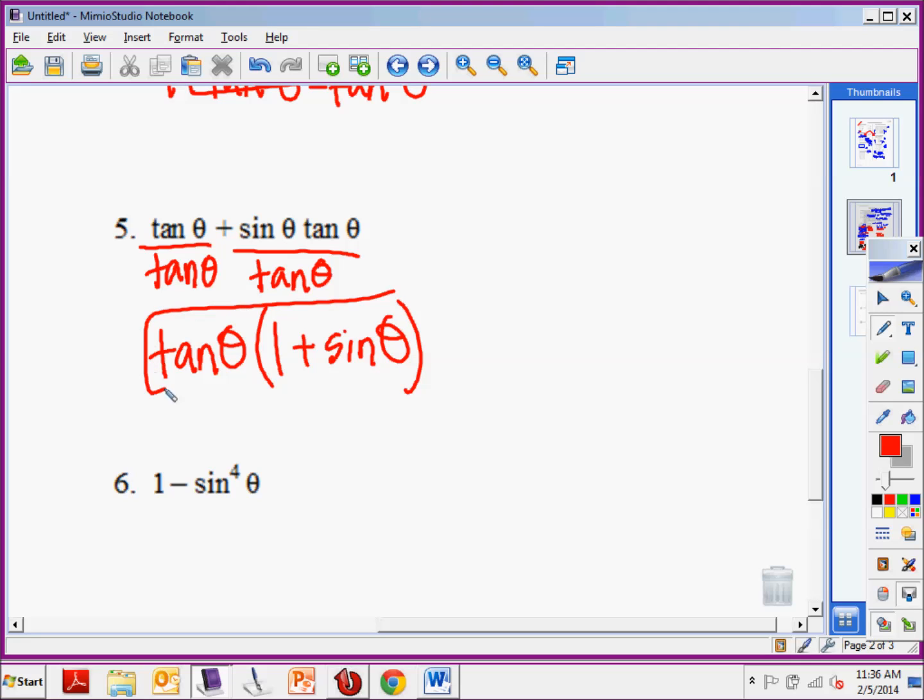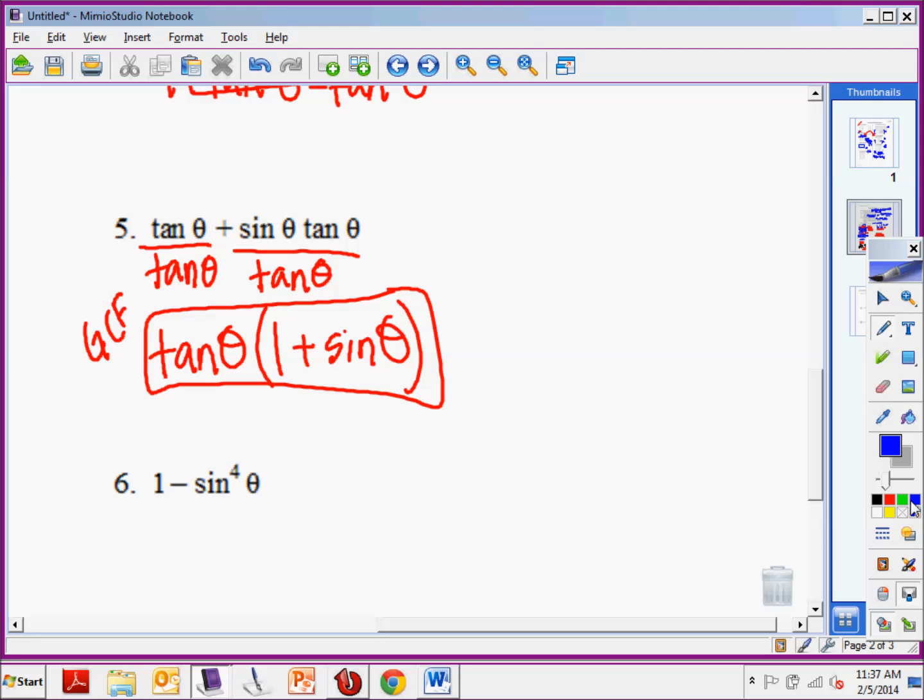I've now factored by greatest common factor. Wait, can you turn that into the Pythagorean Identity? Is there a square in there, Don? Look at that. Okay? The same thing.